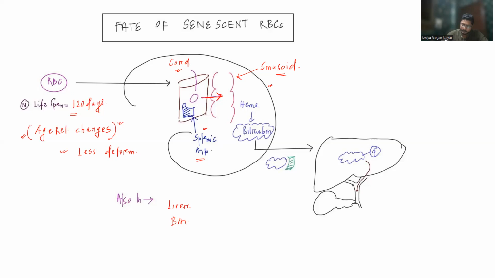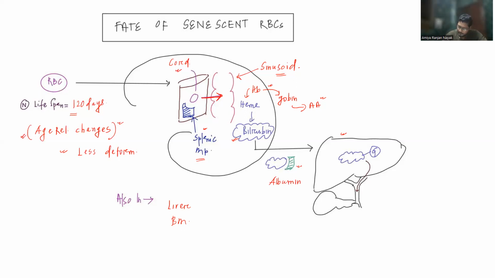So what is the end product? Now these RBCs contain hemoglobin. Hemoglobin will be converted to heme and globin. Globin is a polypeptide, so it will be dissociated into amino acids and go into circulation. But the heme will be metabolized to bilirubin. Now this bilirubin, through the circulation, through the portal vein, will go to the liver by binding to a protein known as albumin.